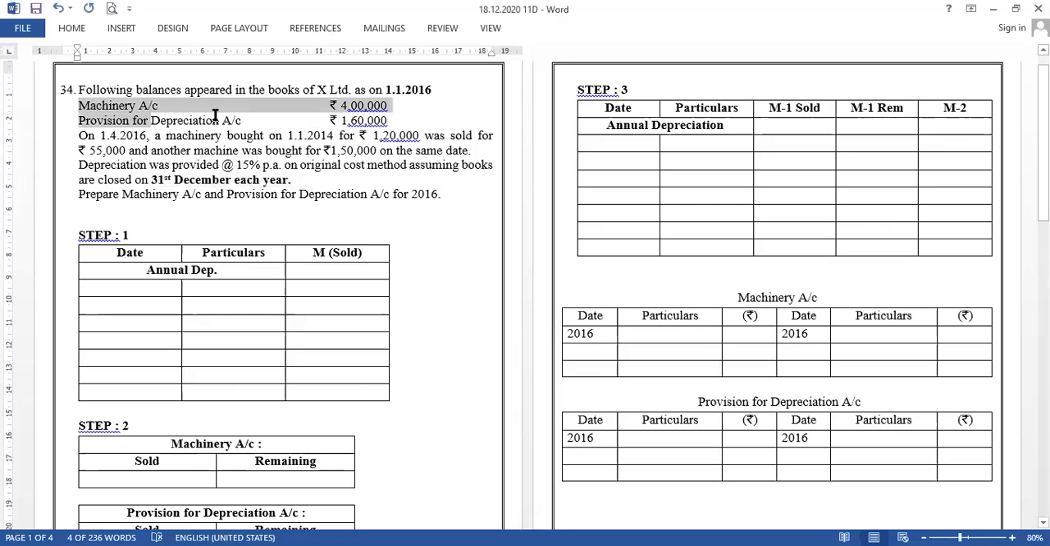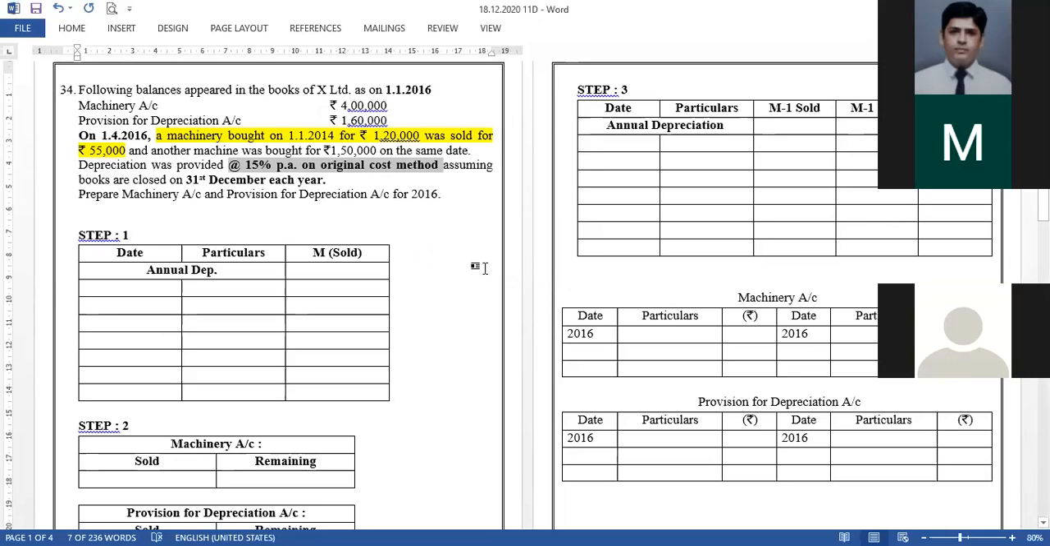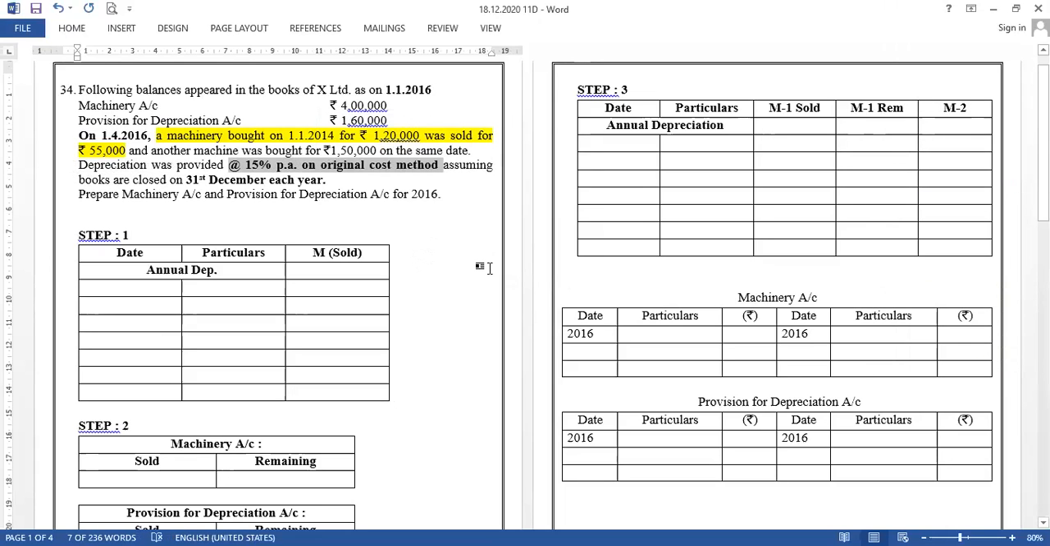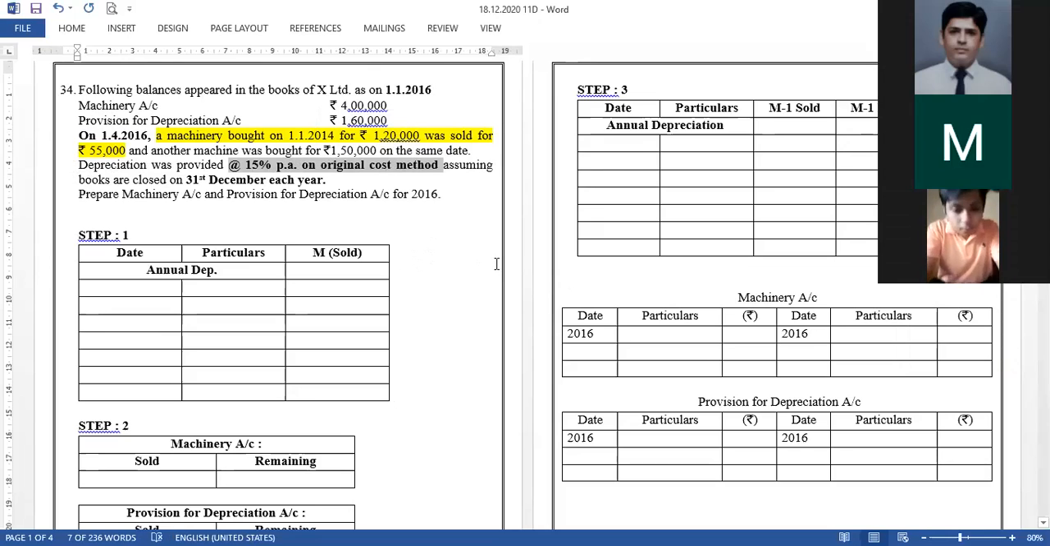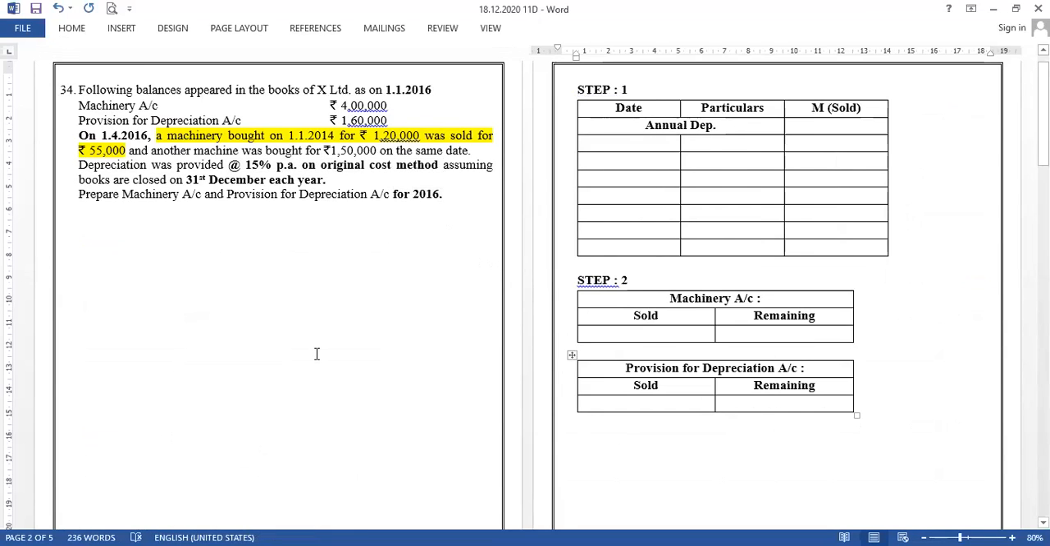Balances of machinery and provision are given to us: 4 lakh and 1,60,000. On 1/4/16, machinery bought on 1/1/14 for rupees 1,20,000 was sold for rupees 55,000, and another machine was bought for rupees 1,50,000 on the same date. Depreciation is provided at the rate of 15% as per original cost method, assuming that the books are closed on 31st of December each year. Correct. Start the sum from the date of the purchase till the date of the balance.